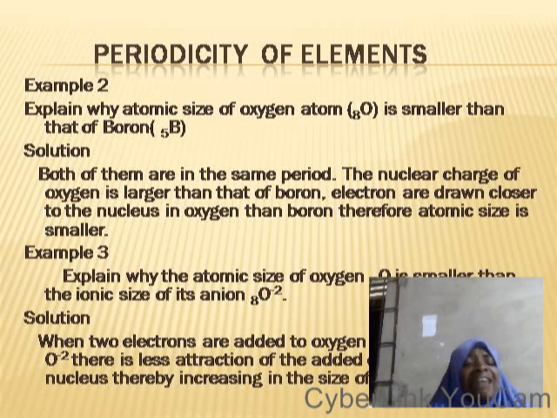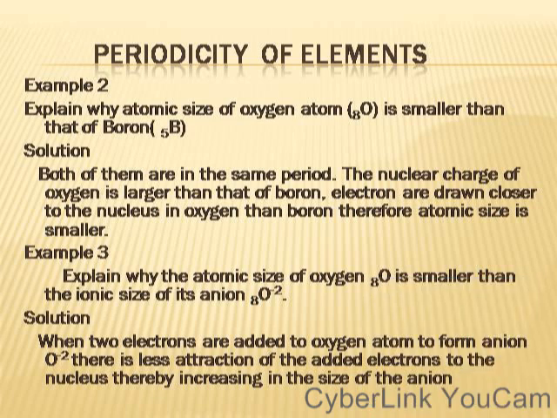That means there is a greater attraction to the nucleus in oxygen than in boron, and that is why the atomic size of oxygen is smaller than that of boron, due to the attraction. The attraction in boron is less than that of oxygen. So the atomic size of oxygen is smaller than that of boron. That is that.